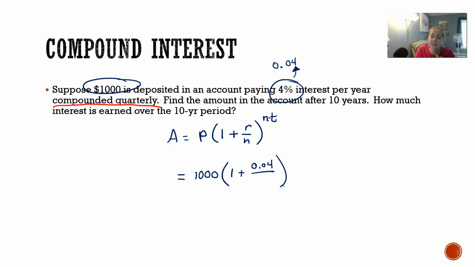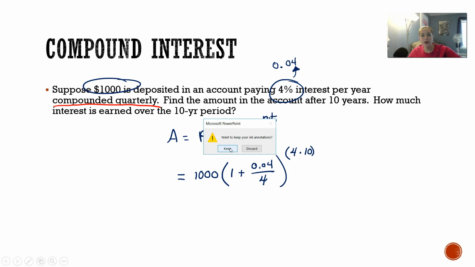So n is the number of times you're compounding. How many times are we compounding in this problem? Well, we're compounding quarterly. There are 4 quarters in a year, so we need to replace n with 4. And then up here in our exponent, I'm going to go ahead and throw this in parentheses, and you'll see why in a second when we use our calculator. So n is 4, and t is going to be 10.